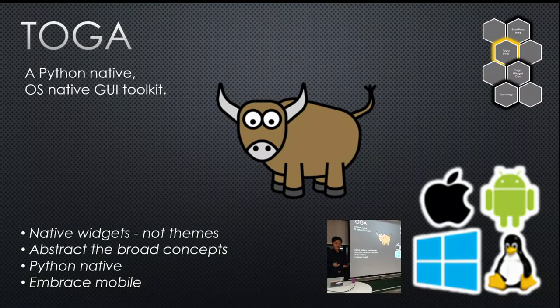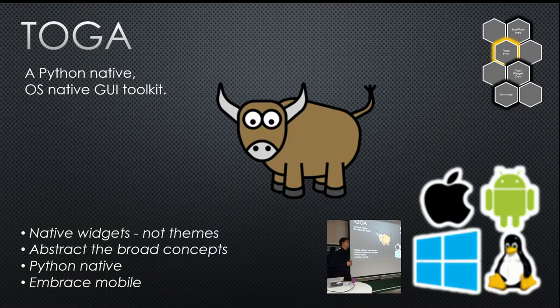Toga is a Python native and OS native GUI toolkit. Why Python native? Because if you're developing a Toga application, you don't have to know C Sharp or .NET, you don't have to know Java, you don't have to know the other OS. You just develop your app in Python, and if you want to deploy it in Windows as a .NET application, you just write and deploy, and it will run as .NET. If you intend your application to run on mobile, you just use Toga to run it as an Android application. So that's why it's interesting.